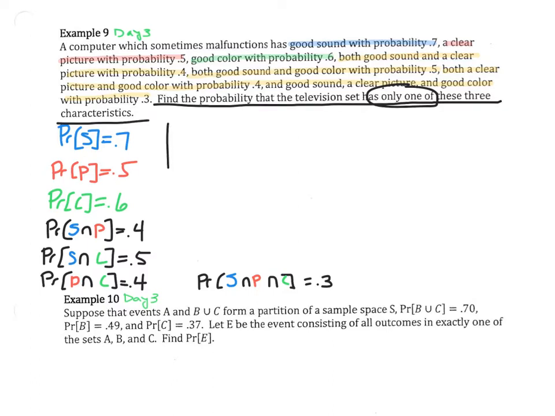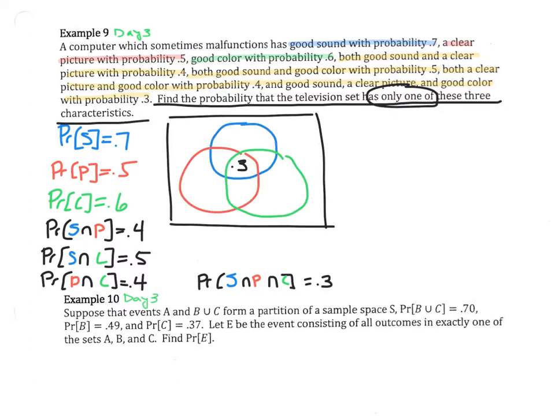Looking at the question, it might be easier if we draw a picture. And go ahead and put 0.3 there in the middle. Remember, that's the one that's shared between all three. Okay, we've used that one. Going backwards, we can figure out P and C.